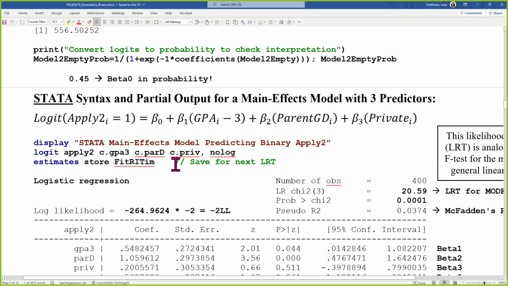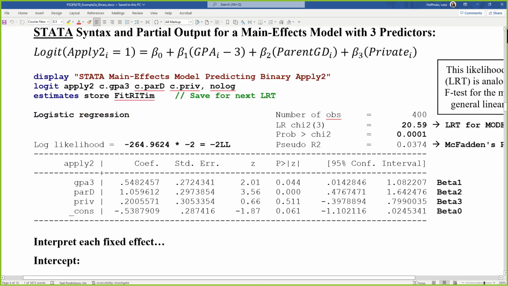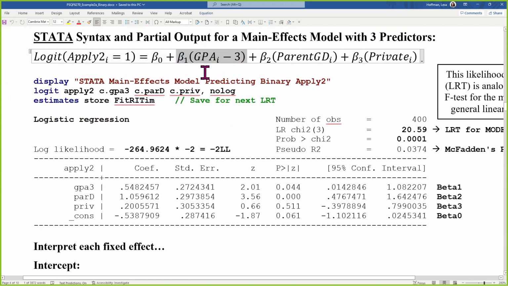So here's my new model with 3 predictors. GPA for an undergraduate centered at 3. Whether or not at least one parent has a graduate degree, and whether they went to a private university. So I throw those 3 predictors into my row here after the outcome in Logit. Outcome's always first, predictors are next. And one other piece here that we haven't talked about yet is storing the results of this analysis in terms of the log likelihood so we can do a comparison down the road.